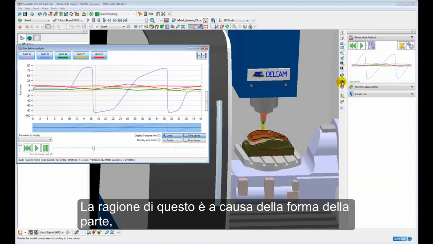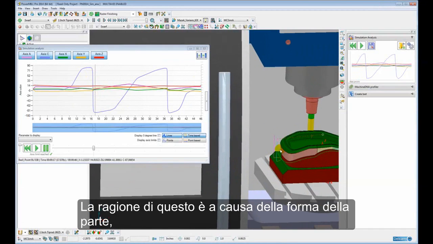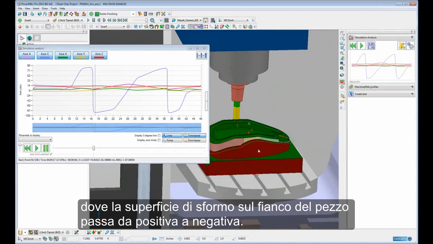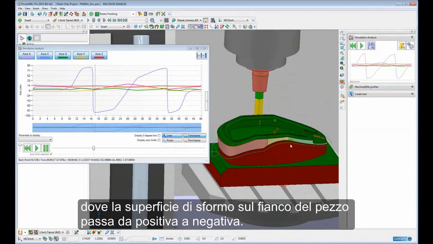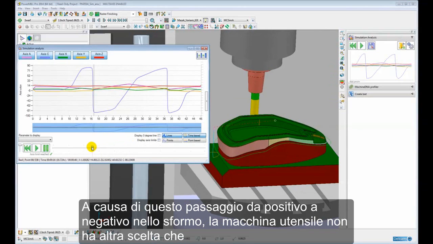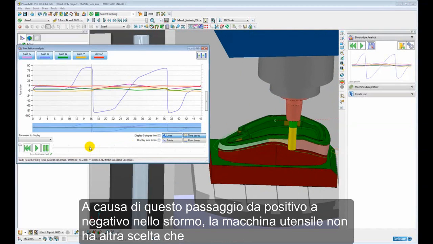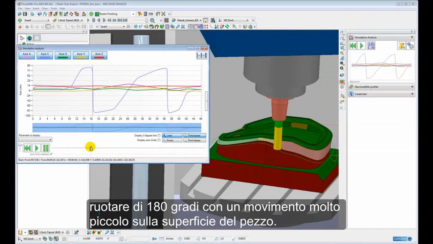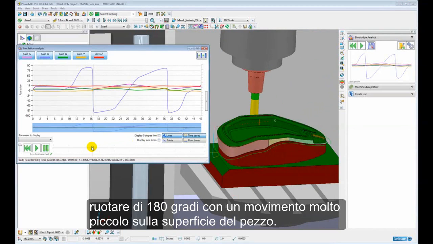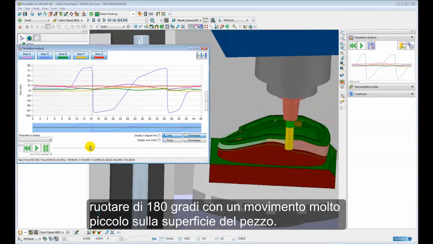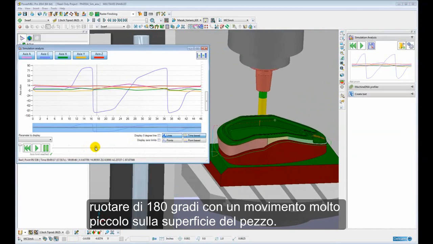The reason for this is because of the design of the part, where the draft surface on the side of the part goes from positive to negative. And because of this positive to negative shift in the draft, the machine tool has no choice but to swing through 180 degrees with very little movement across the surface of the part.